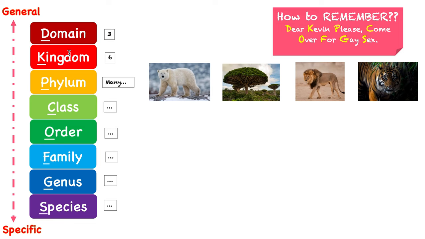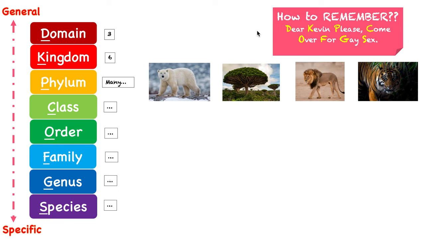You need to know the order of them. A good way to remember is, dear Kevin, please come over for sex, okay? You can also remember it another way if you don't like this one, but I'm pretty sure you'll never forget this way because it scarred me a bit. You can think of it like, dear Kevin, please come over for good soup or whatever. You can make up your own thing. This is just a way you'll never forget, I guarantee you. So you sit there in the test and they ask you to write down the order of classification. You can just remember, dear Kevin, please come over for sex, right?